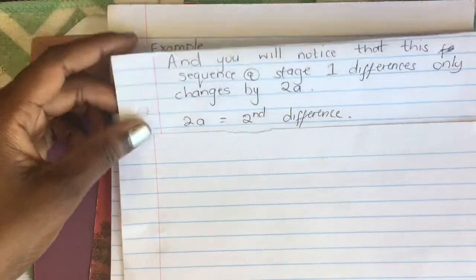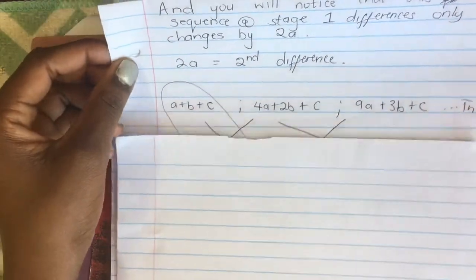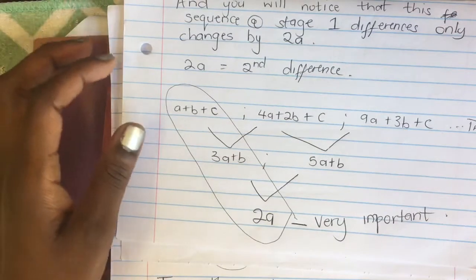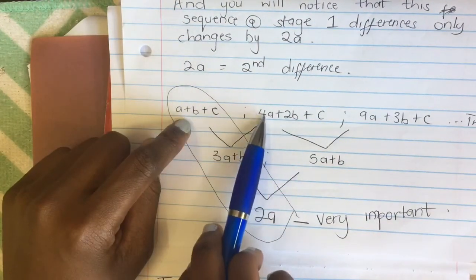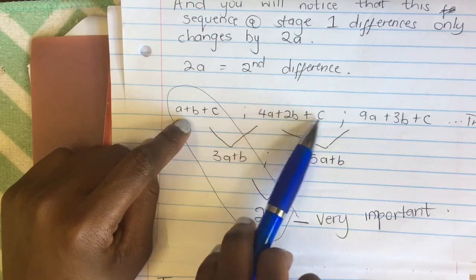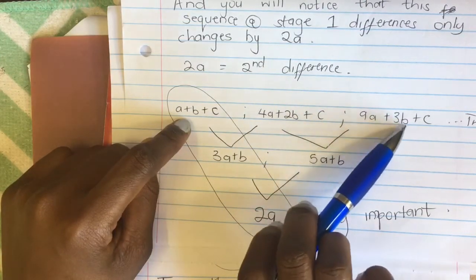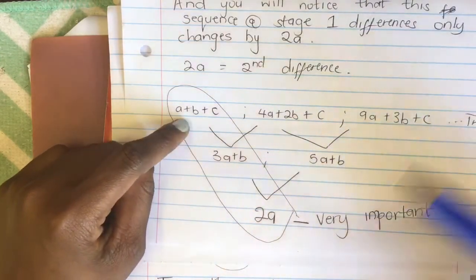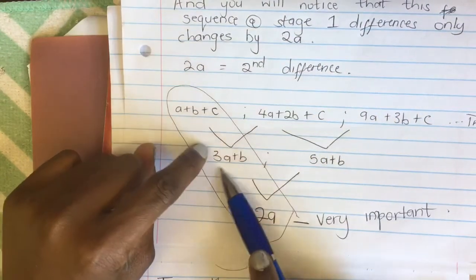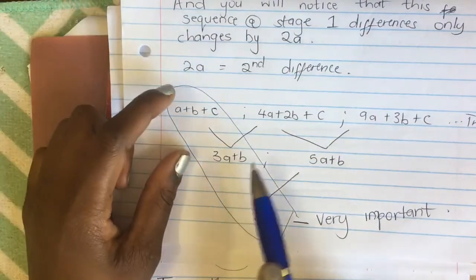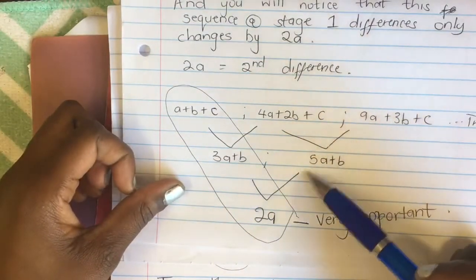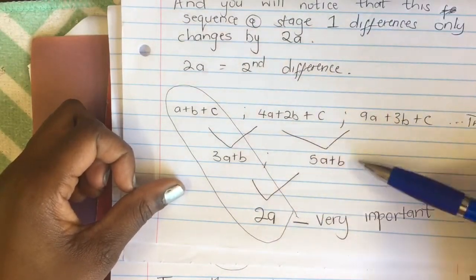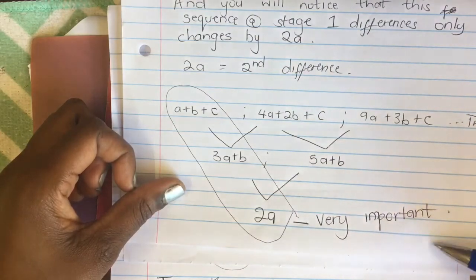I say it again. Writing our sequence in full, the first term, which is T1, is a plus b plus c, then 4a plus 2b plus c, 9a plus 3b plus c, up to Tn. Their difference is 3a plus b, and then the next difference is 5a plus b. So what is their difference? It is 2a.